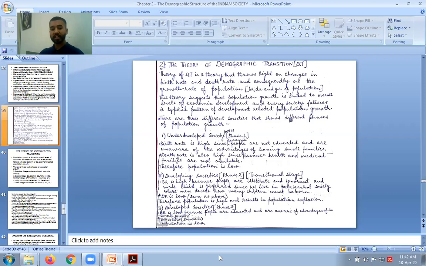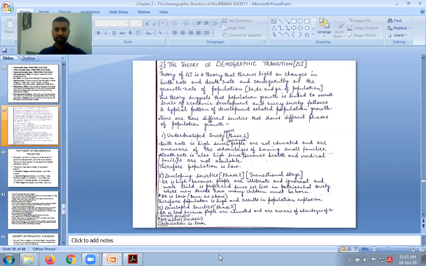So now we're going to understand phase number 3 in the form of developed societies. You can call it phase 1, phase 2, phase 3, or stage 1, stage 2, stage 3, right? And you can refer to underdeveloped societies, developing societies, and after that developed societies, right? So what happens in developed societies? You can take the example of various European countries and also various countries from the American continent as well, right?